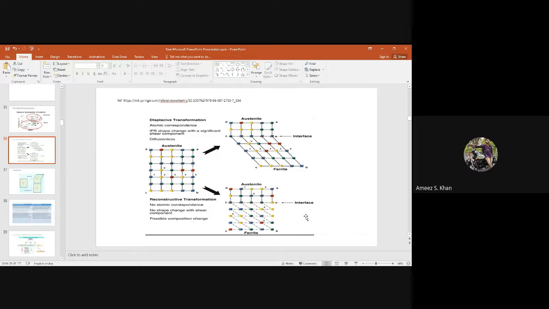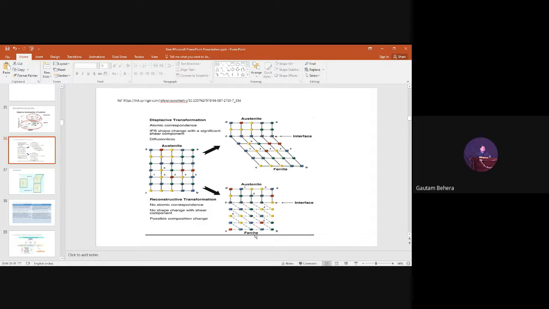Yes or no? The bond between the atoms will be completely broken down, and they will start rearranging themselves to a new pattern, right? Because this is an austenite phase, FCC, but now it wants to become BCC, for example.